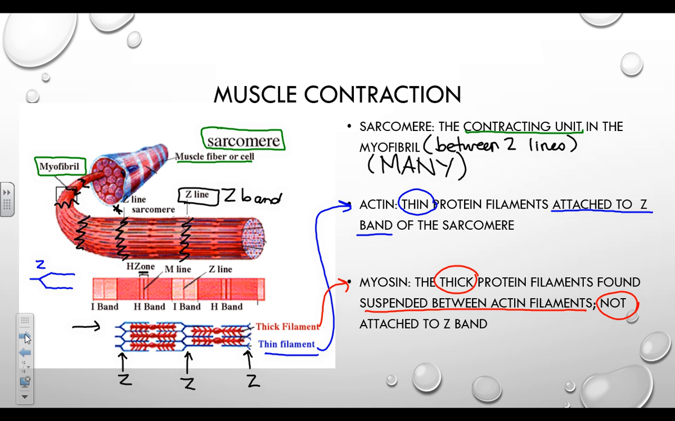But the idea is that when a muscle is at rest, these dark spaces in the middle here, that's where the myosin is. And then there's some kind of lighter colored spaces here and here and here. Those lighter colored spaces are where there is actin only. There's no myosin in between them. And then as the muscle contracts, we'll see that those spaces sort of disappear.